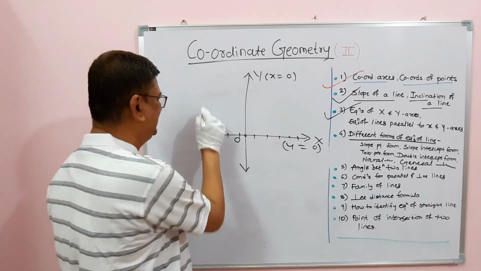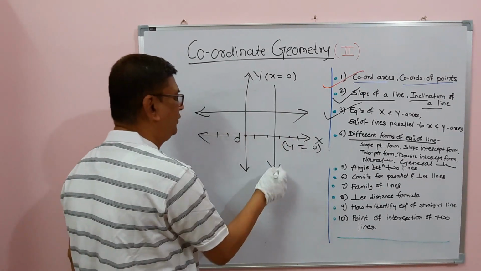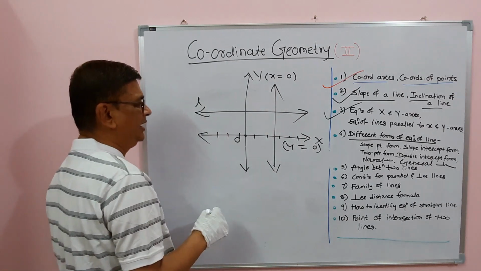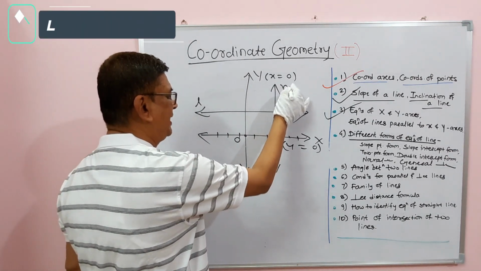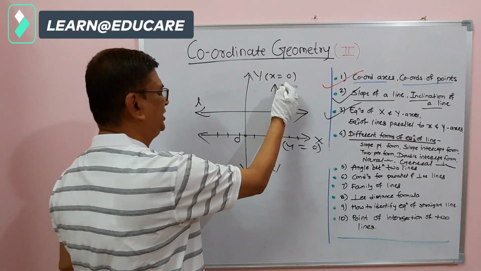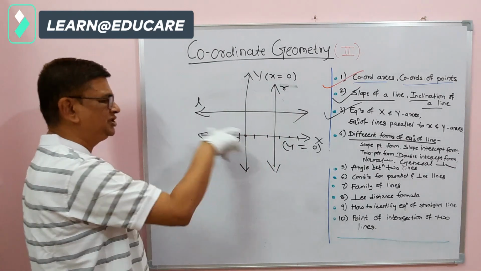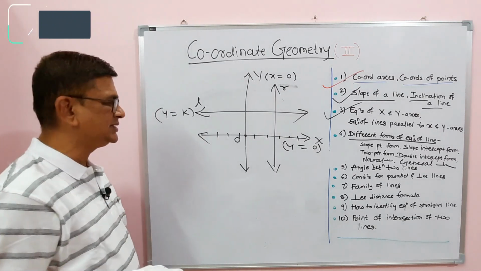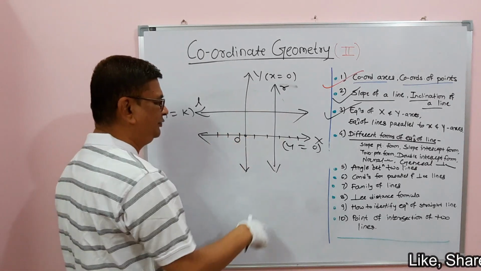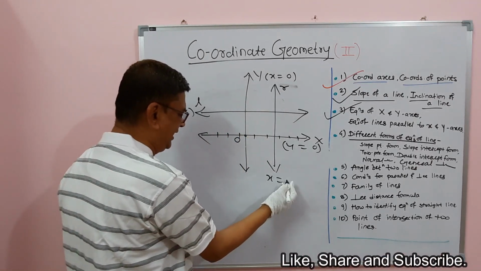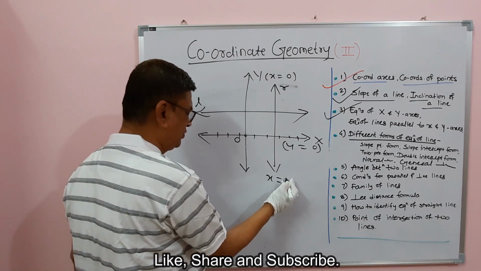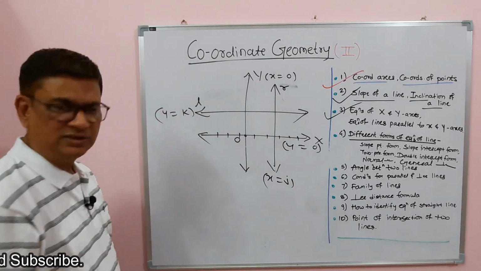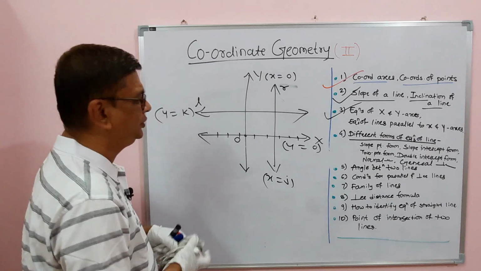Now we deal with lines parallel to the x-axis and lines parallel to the y-axis. Suppose this is the line parallel to the x-axis denoted by L, and this is the line parallel to the y-axis denoted by another symbol, suppose line R. Then this line L, which is parallel to the x-axis, always has an equation of the type y equal to k, where k is a constant. Similarly, every line parallel to the y-axis has an equation of the type x equal to some constant, denoted by j. So x equal to j, where j is a constant, is the equation of a line parallel to the y-axis.